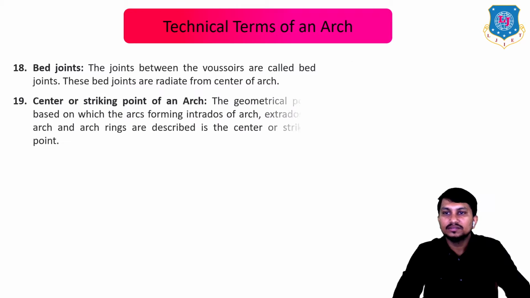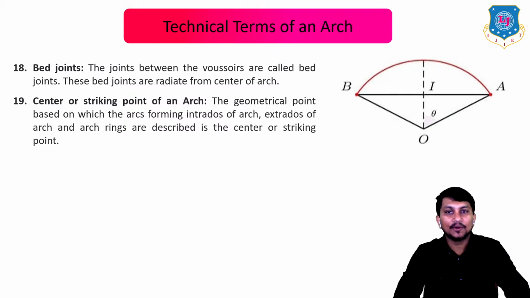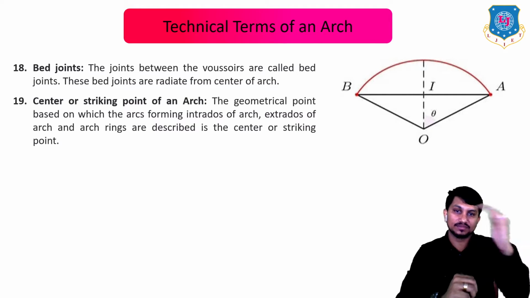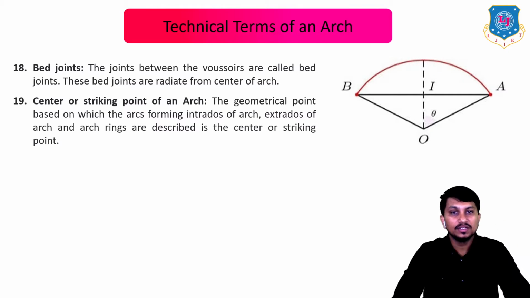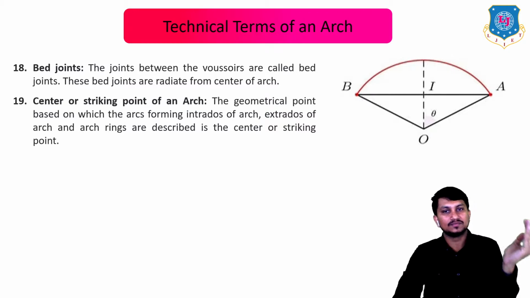Next is center or striking point of an arch. The geometric point based on which the arc forms. The intrados of the arch, extrados of the arch, and arch rings are described from the center or the striking point. This O is, you can say, the striking point of an arch, by which the arch is formed.